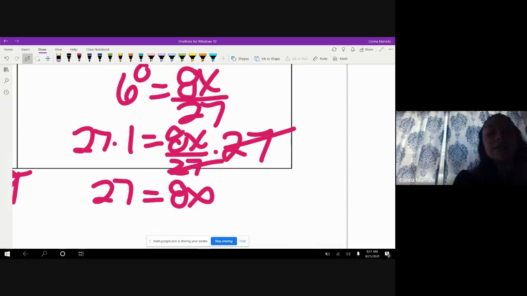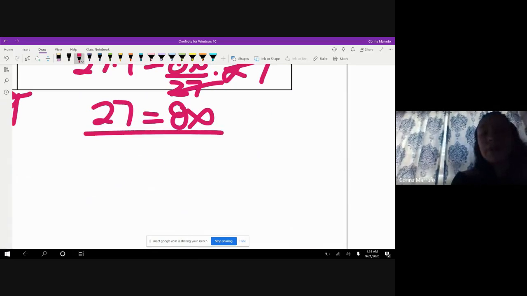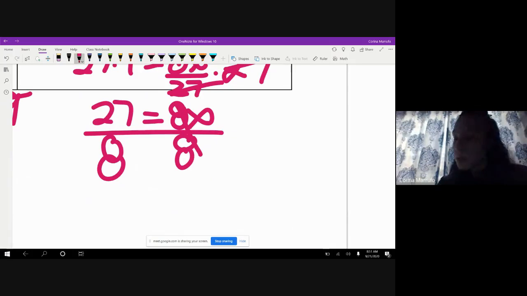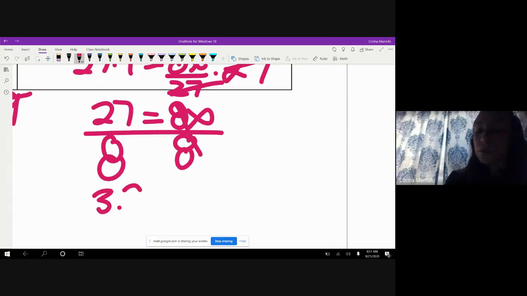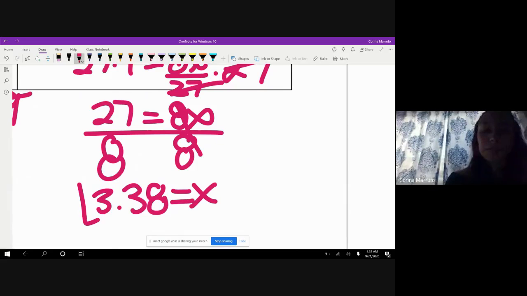And then the last step is to solve for x by dividing by 8. So we put that in our calculator, 27 divided by 8. Remember, we're rounding to the nearest hundredth, which would be 2 decimal places. So it would be 3.38 equals x.